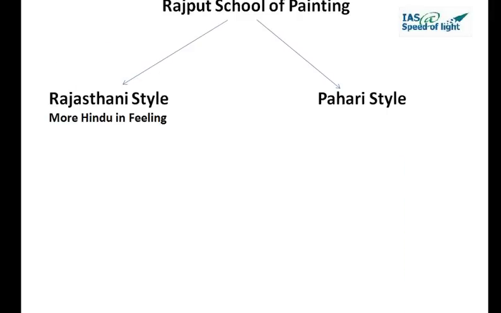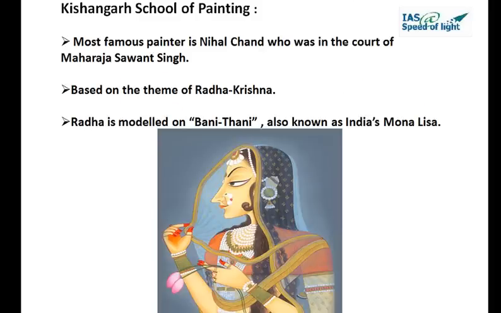We come to the third school of painting, which is the Rajput school of painting. Rajput school of painting we can divide into two. One is the Rajasthani style and one is the Pahari style. So in the Rajasthani school of painting, we see different schools of paintings in different places in Rajasthan, and then the Pahari style of painting. Now coming to the Rajasthani school of painting, the first important one is the Kishangarh school of painting. Kishangarh is the name of a place in Rajasthan. So wherever the painting evolved, that was called that school of painting. Kishangarh was the place where this form of painting evolved, and so it is known as the Kishangarh school of painting.